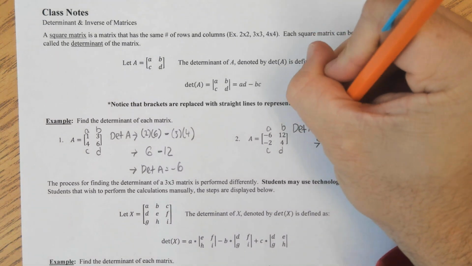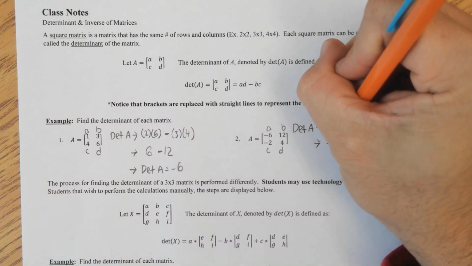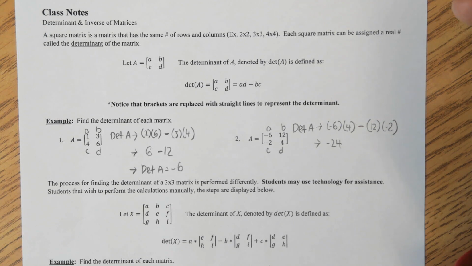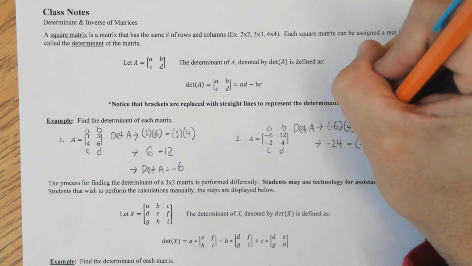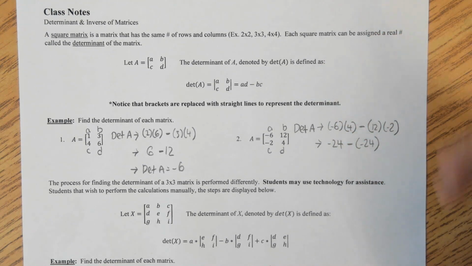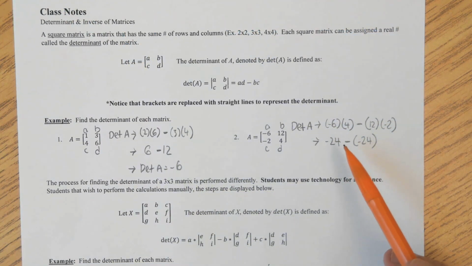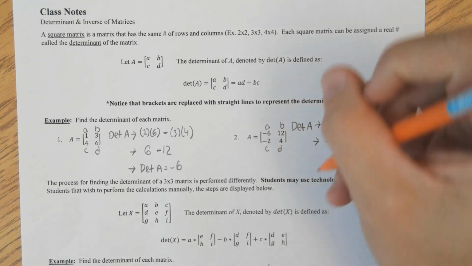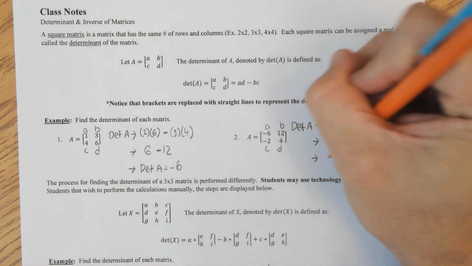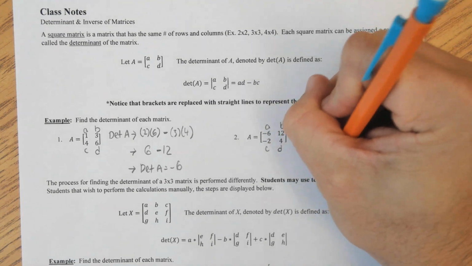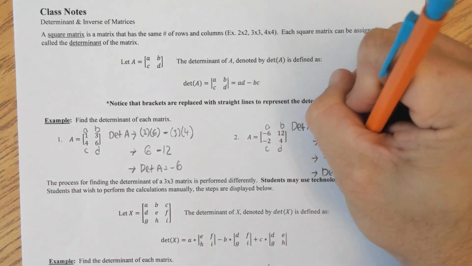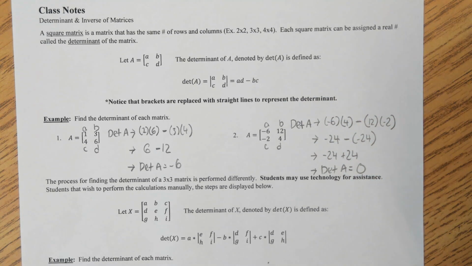So now just go ahead and simplify that. Negative 6 times 4 is a negative 24. Minus 12 times negative 2 is also a negative 24, so I'll put that in parentheses. And what happens here when you have a negative times a negative? That gives you a positive. And so you're going to have negative 24 plus 24. And so the determinant of A then equals 0.